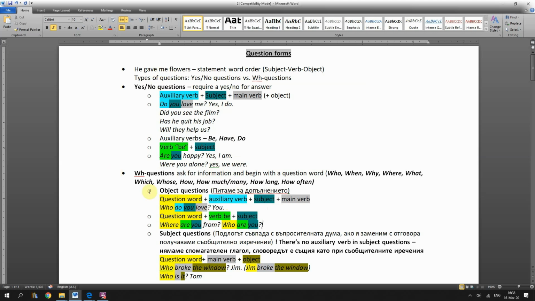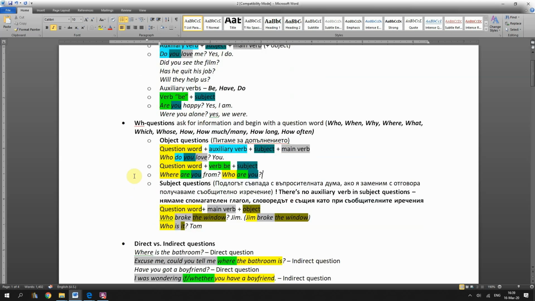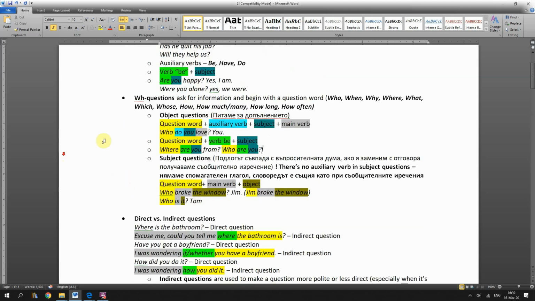So, these are our first types of questions, yes or no questions and WH questions. Another type of question that is from the previous level is called subject question. With the subject question, we ask for the doer of the action. Питаме за подлога. For example, in this sentence, where are you from? The information I'm looking for is not who, but where. Питам откъде си, не кой си, а откъде си.